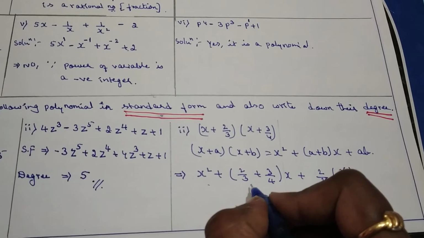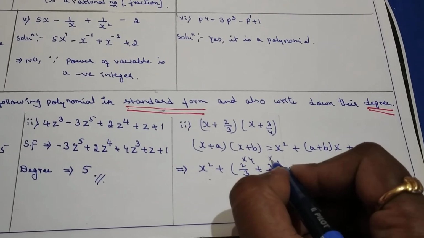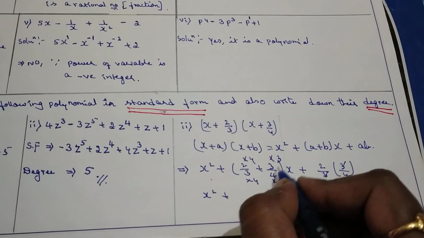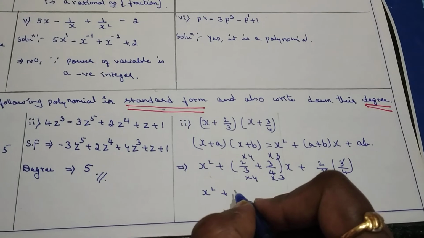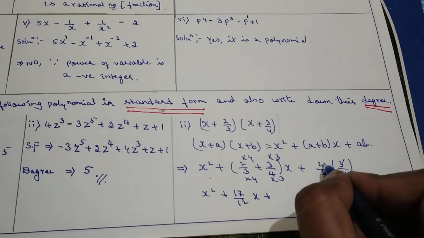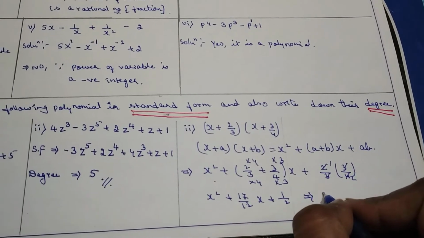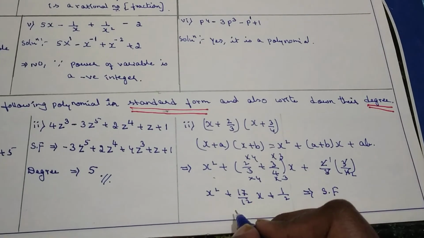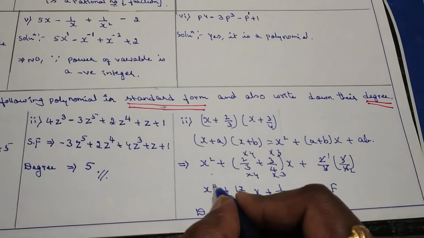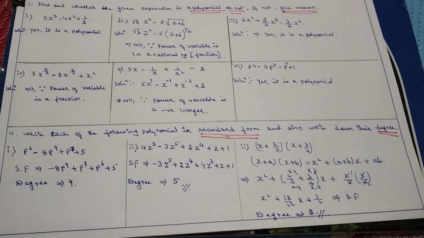Here the LCM between these two is 12. So 4 times 4 and 3 times 3. So x square plus, 4 2s are 8, 3 3s are 9, then 8 plus 9 is 17 by 12 x plus, 2 1s are 2, 2 2s are, that is 1 by 2. So this itself is in standard form. Then degree, the highest is 2 here, therefore 2 is the degree of this polynomial. This is how you need to do, children.